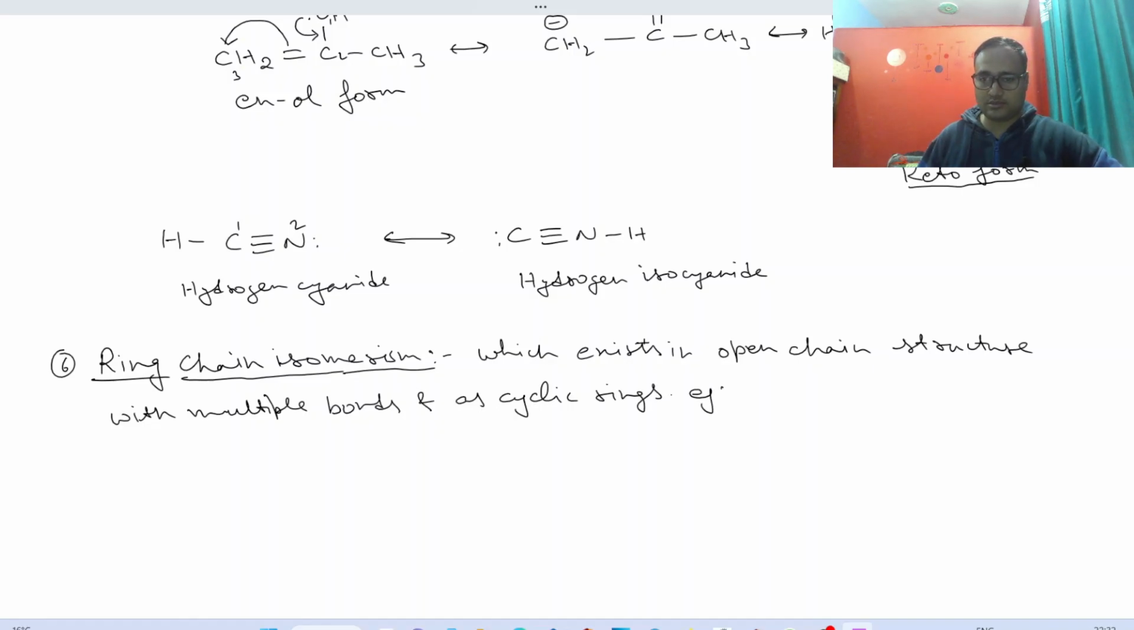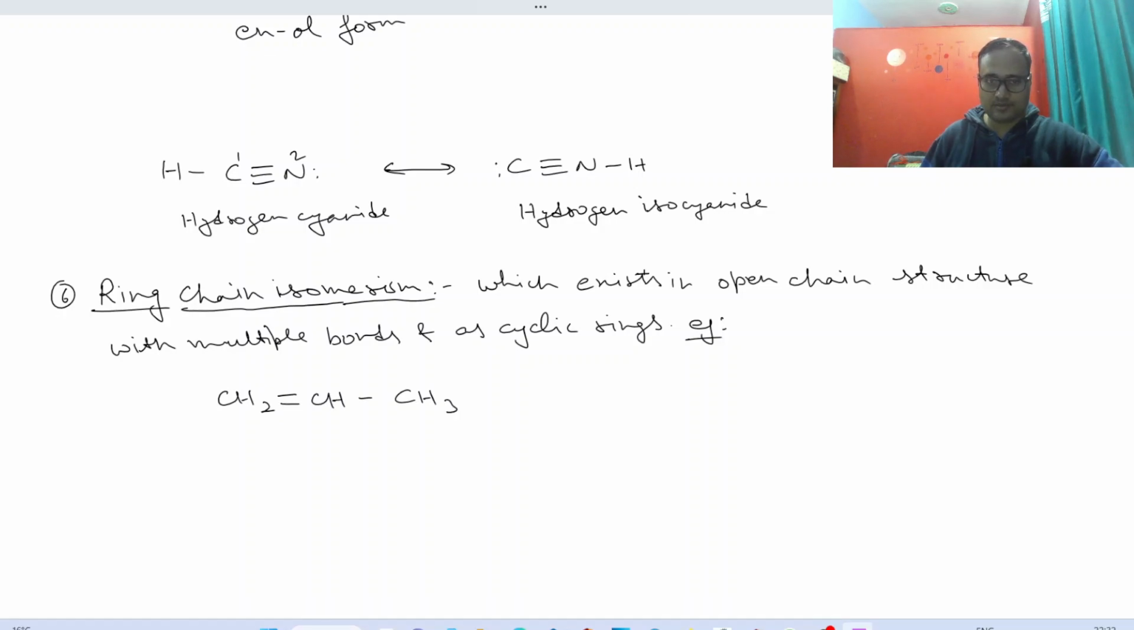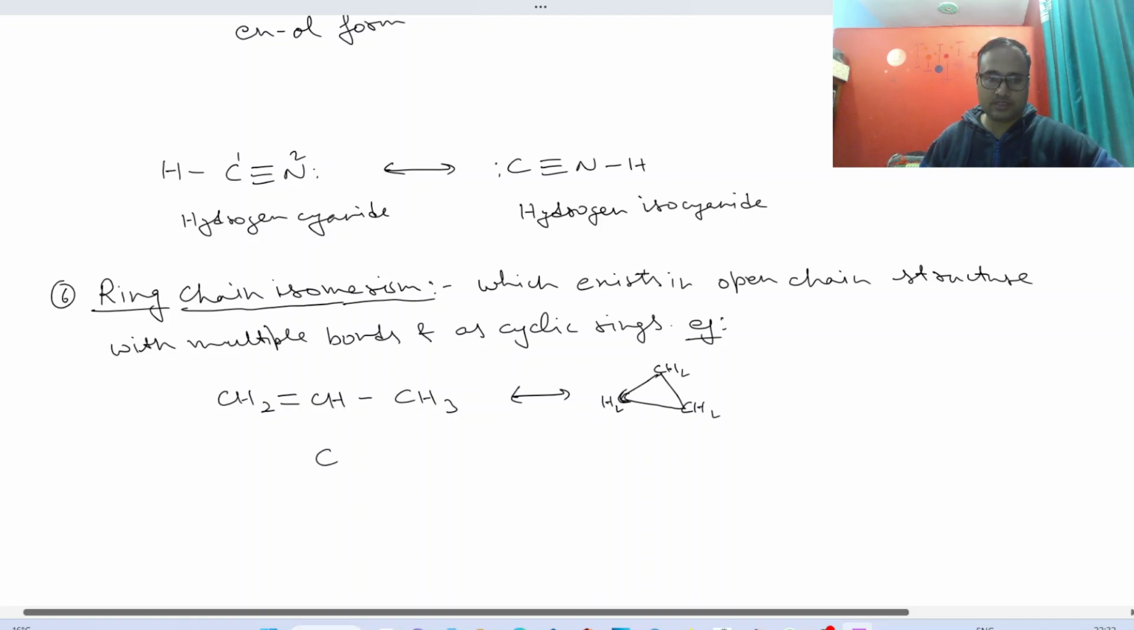Let us take an example. For example, if we have CH2 double bond CH3, now this molecule can also be represented as cyclopropane. It means we will have CH2 at all the corners, that is, three carbon atoms and 6 hydrogens.